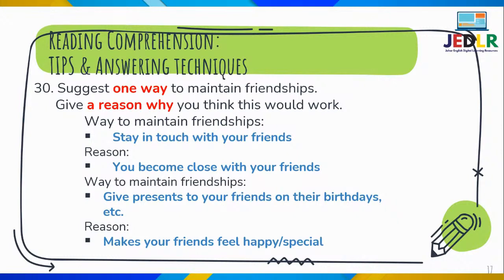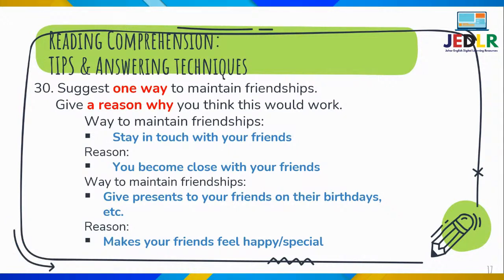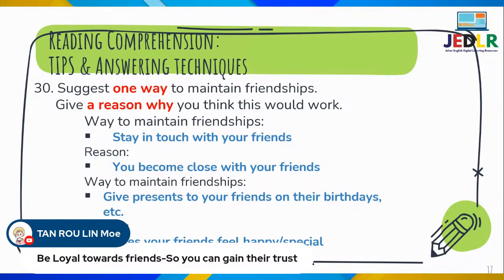So these are the suggested answers. You cannot write more, please write only one. If they say one, write one. If they want two, write two. Follow exactly what the question wants. One of the suggestions is stay in touch with your friends. And the reason being is that you become close with your friends. Also, you can give presents to your friends on their birthdays, so that your friends can feel happy or special because they receive presents during their birthdays or other celebrations.